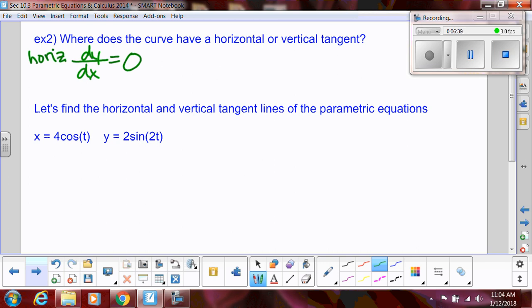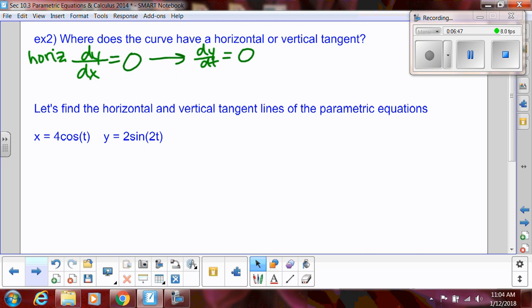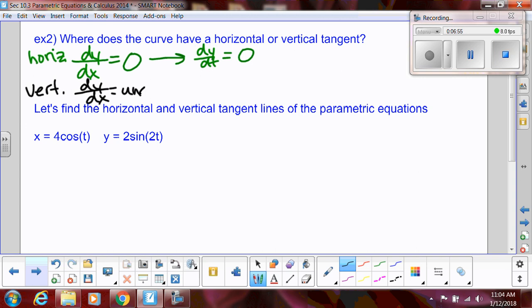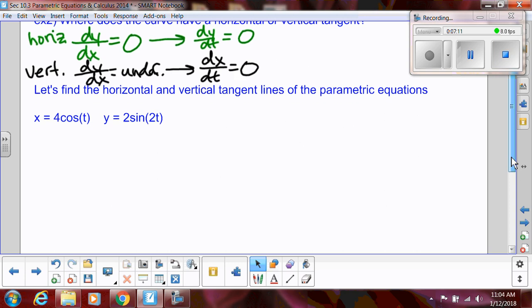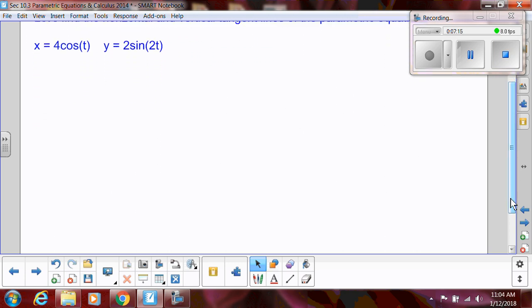So in order for my dy dx to be equal to 0, that means my dy dt needs to be equal to 0. And then for a vertical tangent, my slope has to be undefined, right? In order for dy dx to be undefined, my dx dt would need to equal 0. Okay, so whenever you're trying to find horizontal and vertical tangents, all you're doing is setting the different pieces equal to 0. All right, so let's again find our dx dt and our dy dt.